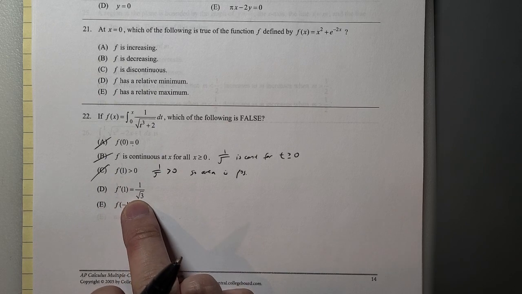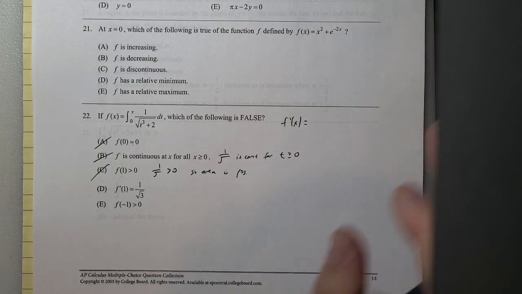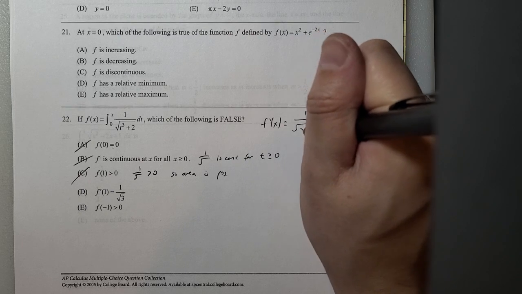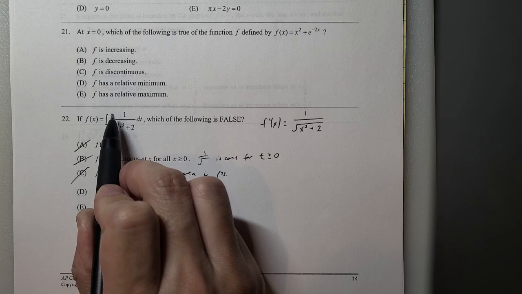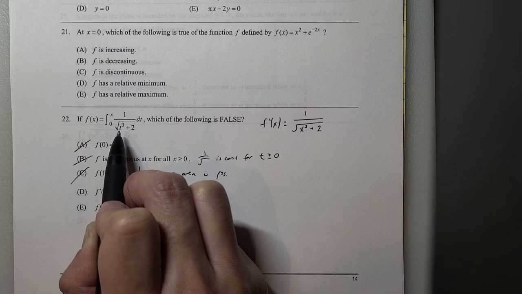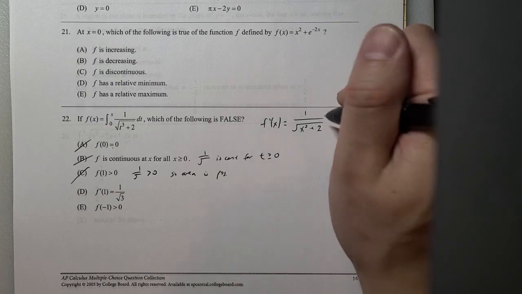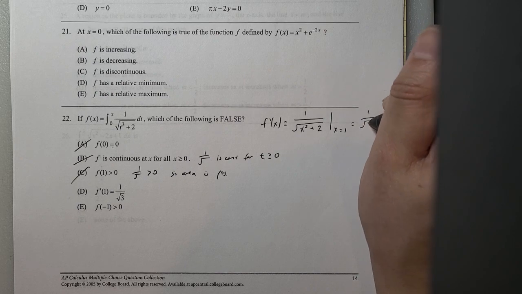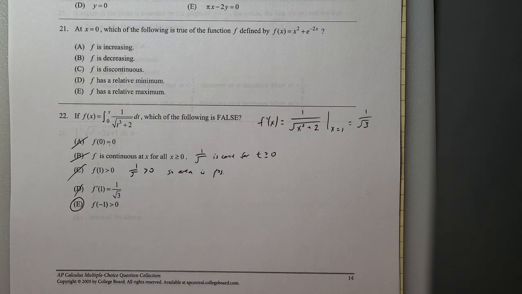F prime of 1 is 1 over root 3. What's f prime? This is the fundamental theorem of calculus again. We just did it not too long ago. So it's just 1 over square root of x cubed plus 2. Again, we just plug the limits into the variable of integration, the silent variable, which is t. So it becomes x cubed plus 2 times the derivative of x, which is 1. Evaluate at x equal to 1, that is just 1 over root 3. So this is true.